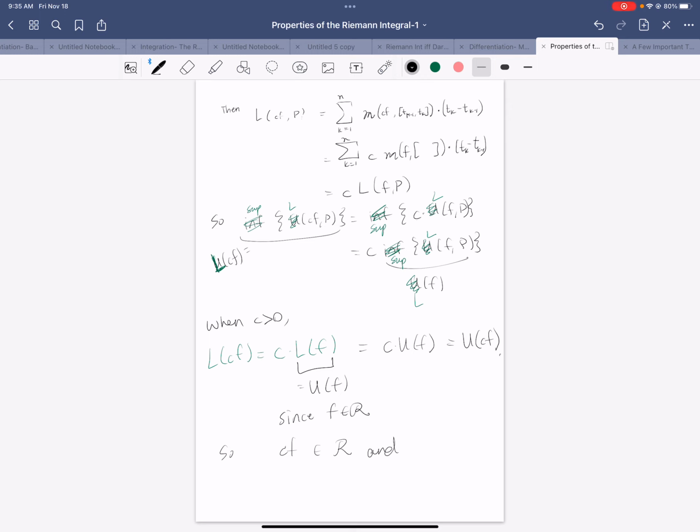And the integral of CF is going to be C times the integral of F, because the integral of CF, that's going to be either the lower integral or the upper integral when those are equal, and that'll be equal to C times the lower integral of F, C times the upper integral of F. So we get the equality that we desire.